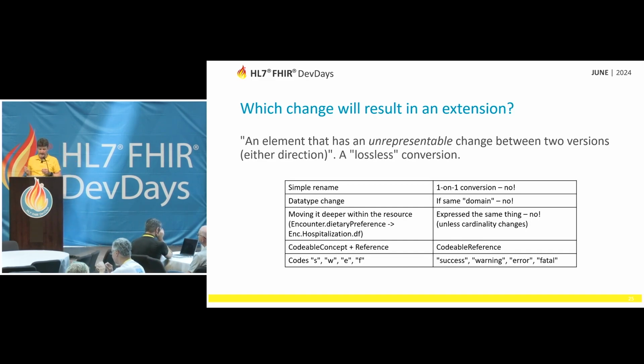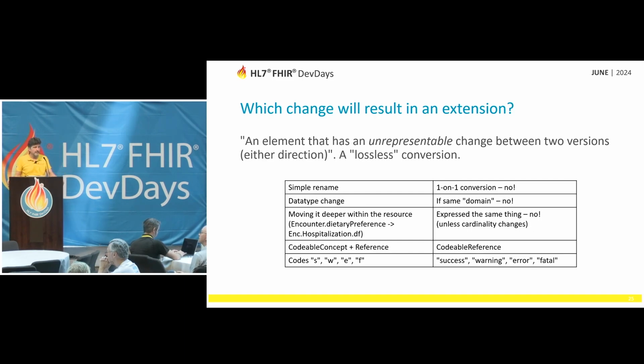Now I want to point out the enormous task that Graham and Gino have taken upon them, which is to have the responsibility to only produce extensions and value sets and all that stuff for things that are new and different. So what does it mean, new and different? A simple rename, if your element got renamed, you won't get a new extension for that in the new version, because a rename doesn't express anything new. So it's not about something being new, but something expressing an element that has an unrepresentable change between two versions.